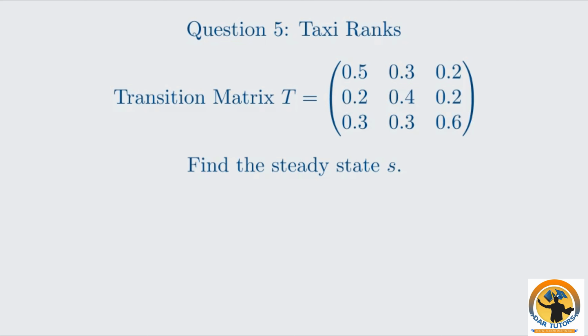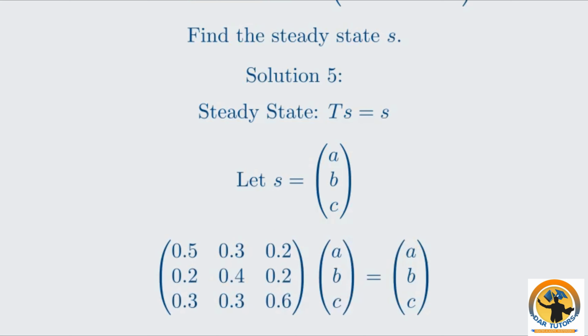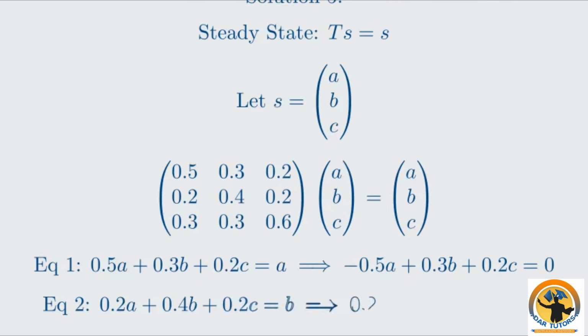Again, we are looking for the steady-state vector S, which satisfies T times S equals S. Let the steady state be S equals A, B, C. We set up the matrix equation. This gives us a system of 3 equations. We only need 2 of them, along with the fact that a plus b plus c must equal 1. Taking the first row equation gives negative 0.5a plus 0.7b plus 0.2c equals 0. Taking the second row equation gives 0.2a minus 0.6b plus 0.2c equals 0.